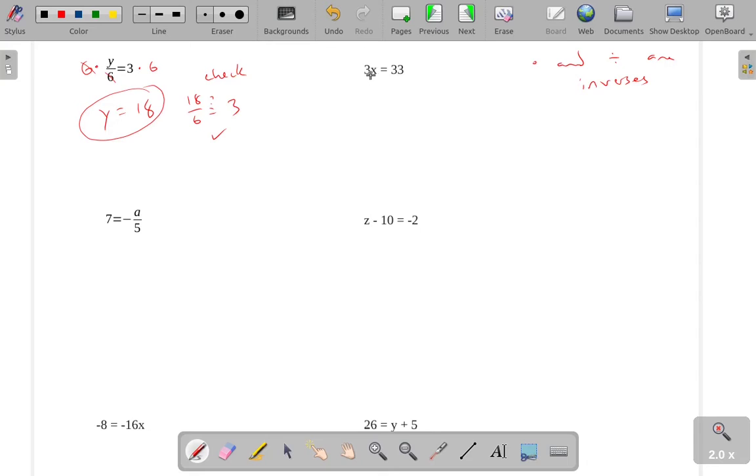So to undo the multiplication there, I want to use division. Divide both the top and the bottom by 3. And, well, the 3's cancel out. We get an x here. 33 divided by 3 is 11. And so you can check this again by saying 3 times 11 question mark equals 33, and that's a true statement. 3 times 11 is equal to 33.